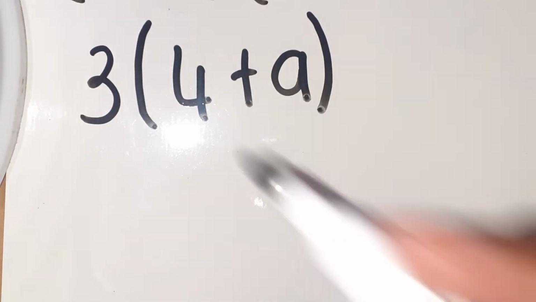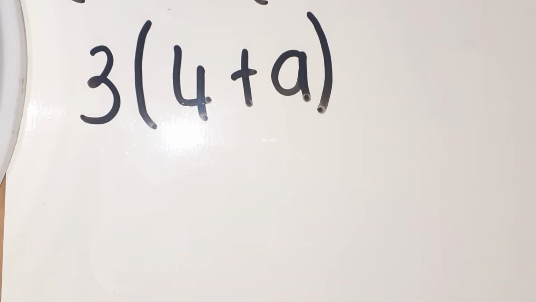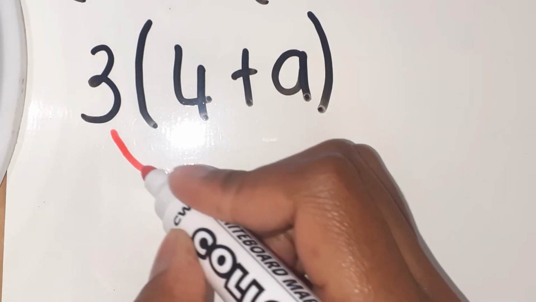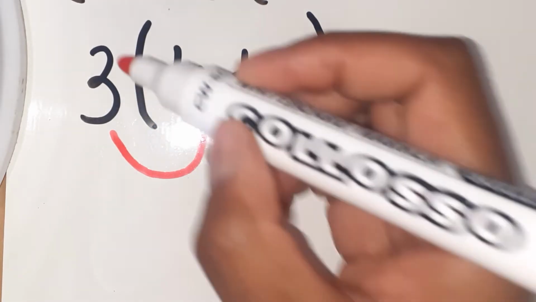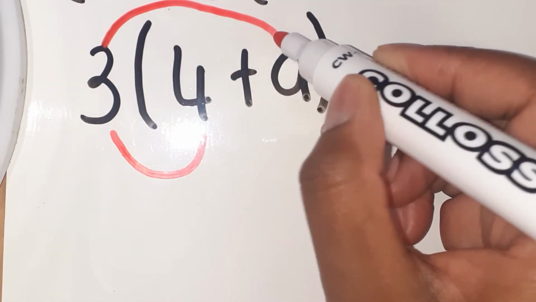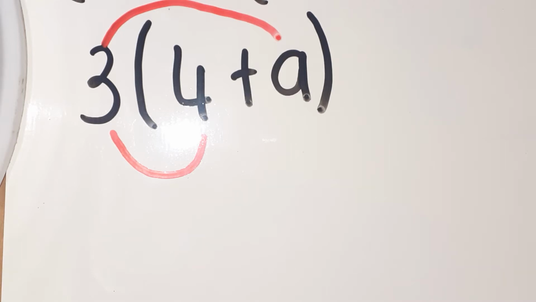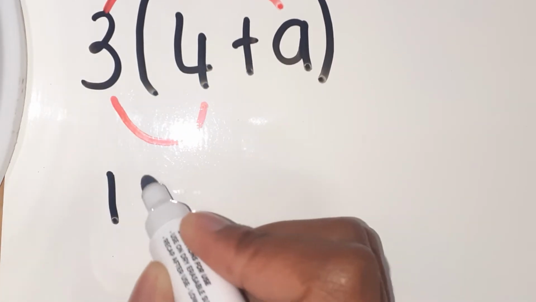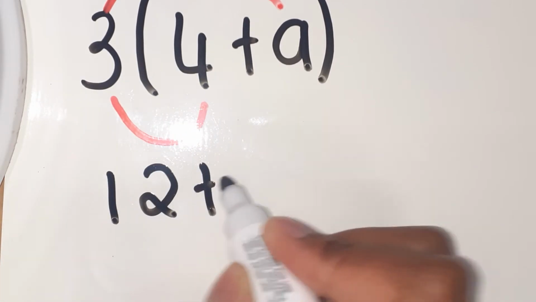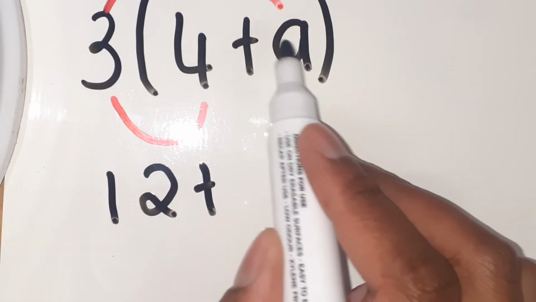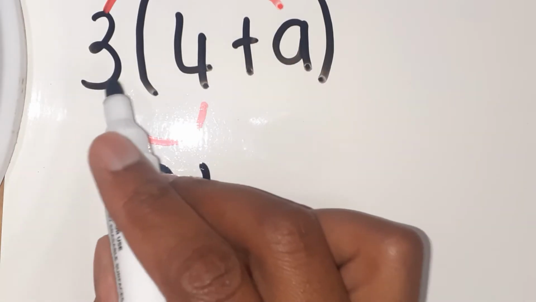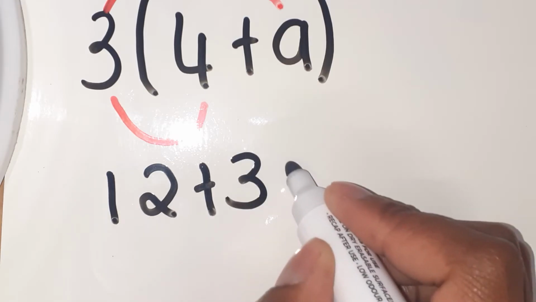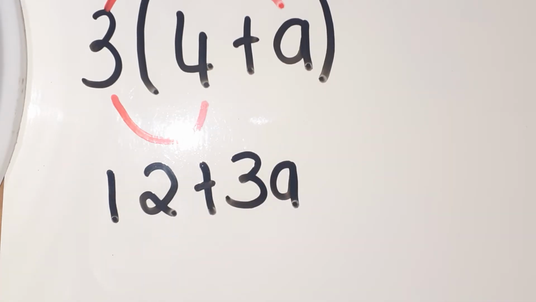So when you're using distribution law, this 3 will multiply by this 4, and this 3 will also multiply by this a, right? So what you are going to do is say 3 times 4. That's going to give you a 12, plus 3 times a. There's a coefficient of 1 here, so it will be 3 times that 1, and that will be 3a. This is how you go about it, right?